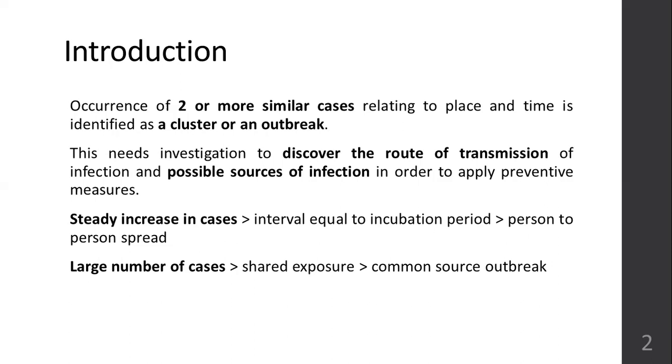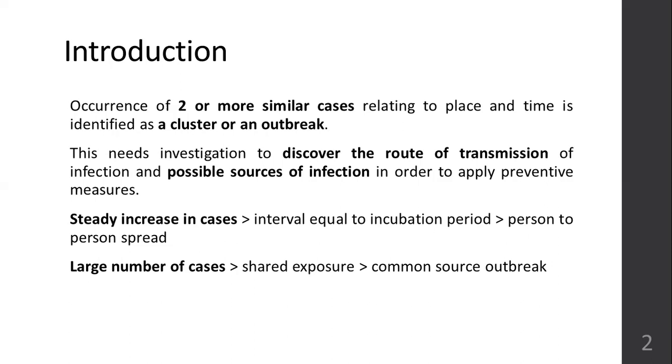So an outbreak can happen in two ways: a steady increase in the cases or a large number of cases. Either it is person to person spread or a common source outbreak. So steady increase in cases, what happens? Today you saw one case. After 2 days, two other cases came to the hospital. After 2 days, more cases are coming. So steadily, day by day, more and more people are getting affected. That is an indicator of person to person spread.